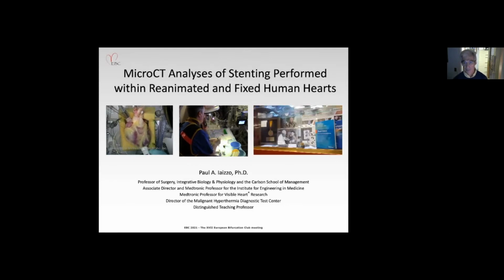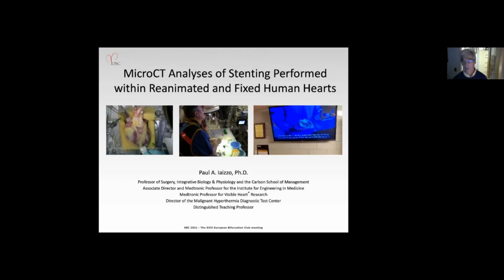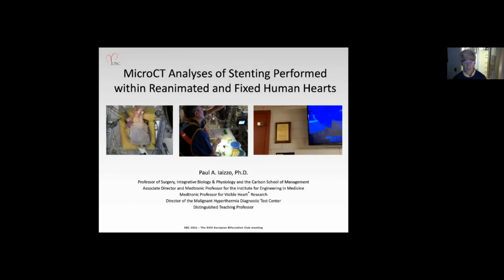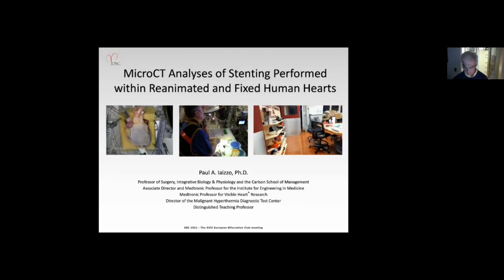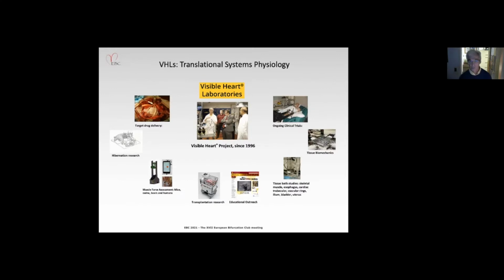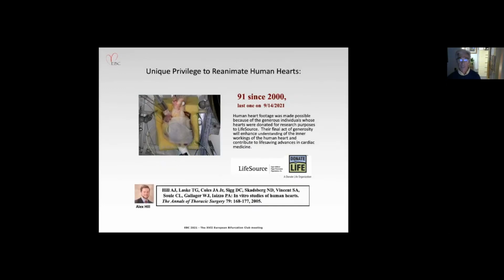And in the labs themselves is the place where Earl Bakken, the founder of Medtronic, brought the first wearable pacemaker and did a preclinical study back in 1958. So we do really translational systems physiology in the lab, a large variety of different studies, but the heart of the lab is the Visible Heart Project itself. We started in fall of 1996, 25 years ago, and this was a collaboration we started with Medtronic back in that period of time. We've had the unique privilege in the lab to reanimate human hearts.